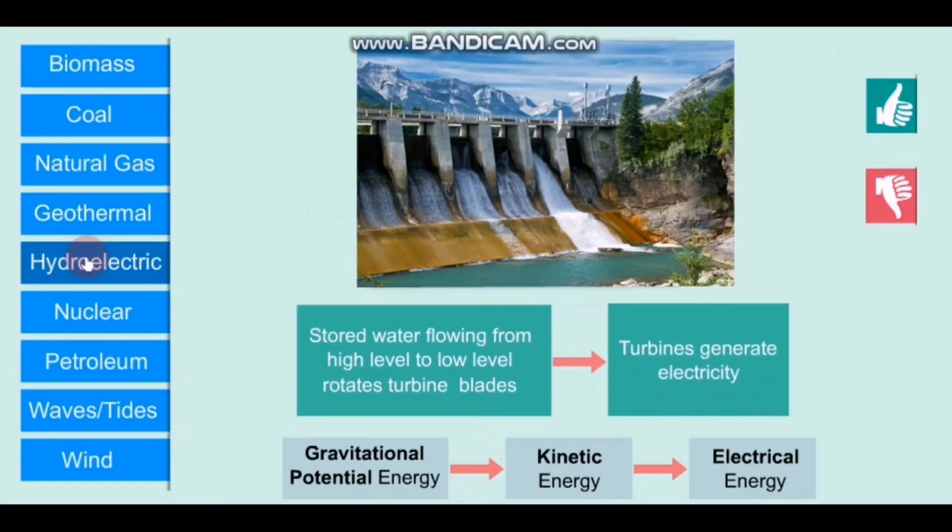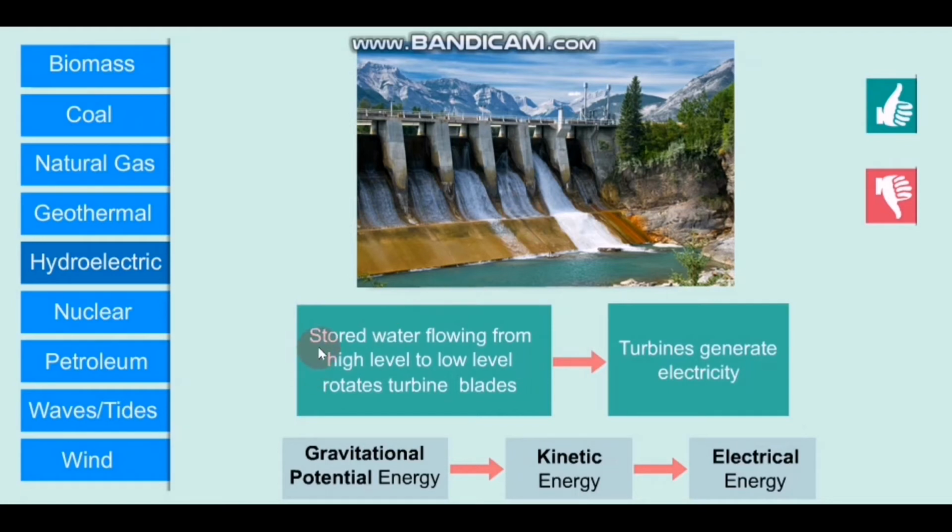Hydroelectric power plant. This type of power plant is said to be the cheapest way to generate electricity. In a hydroelectric power plant, the water is stored at a place called a dam. Can you name a few dams in Malaysia? We have Buda Dam in Kedah, Kemubu Dam in Kelantan, and Bakun Dam in Sarawak.